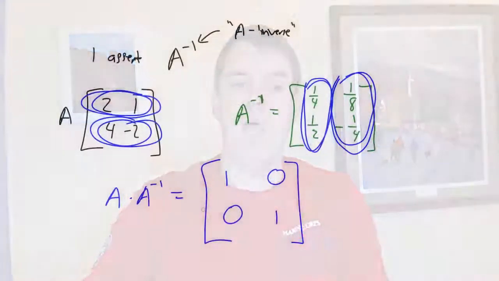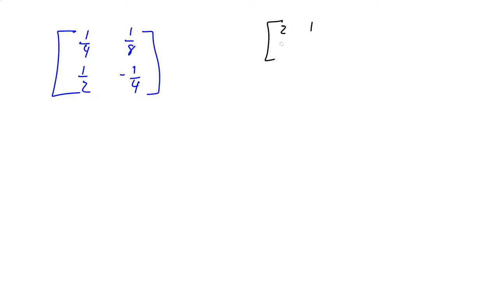But just to finish up this problem here, right? So now that I've told you what the inverse is, and you just believe me that I figured this out, and you checked me to make sure that multiplying it by the original A does in fact give us the identity matrix. Here's what we can do. 2, 1, 4, negative 2, times x, y, equals 5, negative 2.